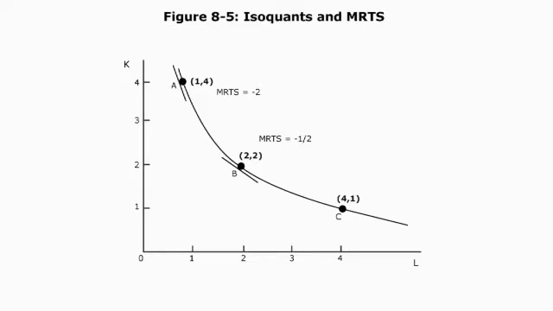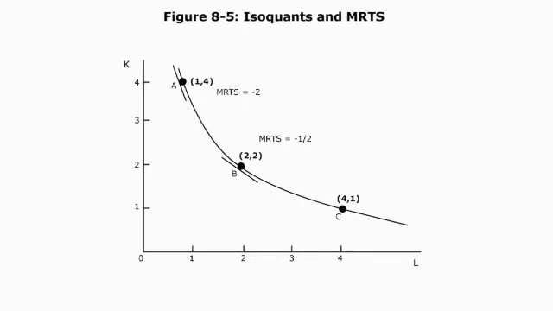On the other hand, imagine we're down at the third point, which we ought to probably label C, where you have 4 units of labor and 1 unit of capital. Now you'd be willing to give up 2 units of labor just to get 1 unit of capital. The marginal rate of technical substitution is now -0.5. When you're very labor intensive, you'd be happy to give up a lot of labor to get a little capital.